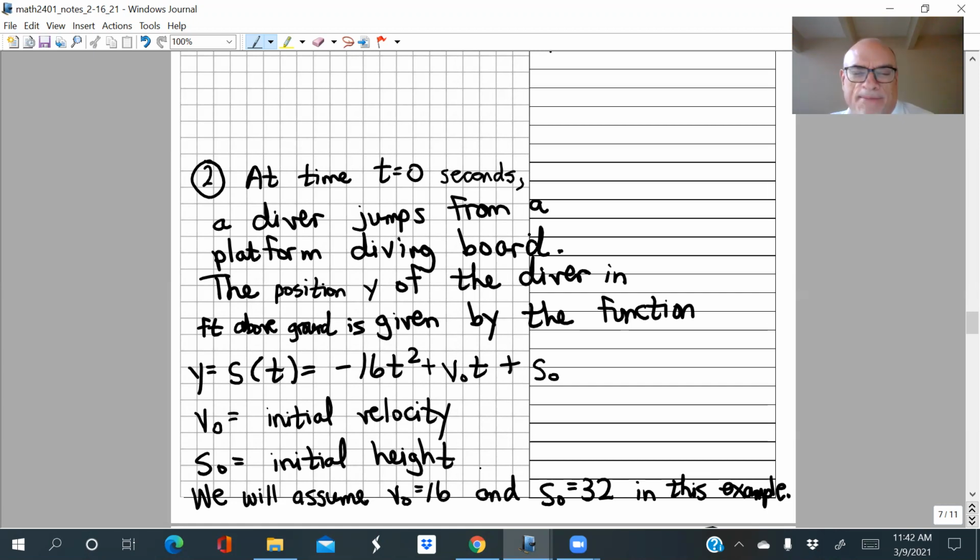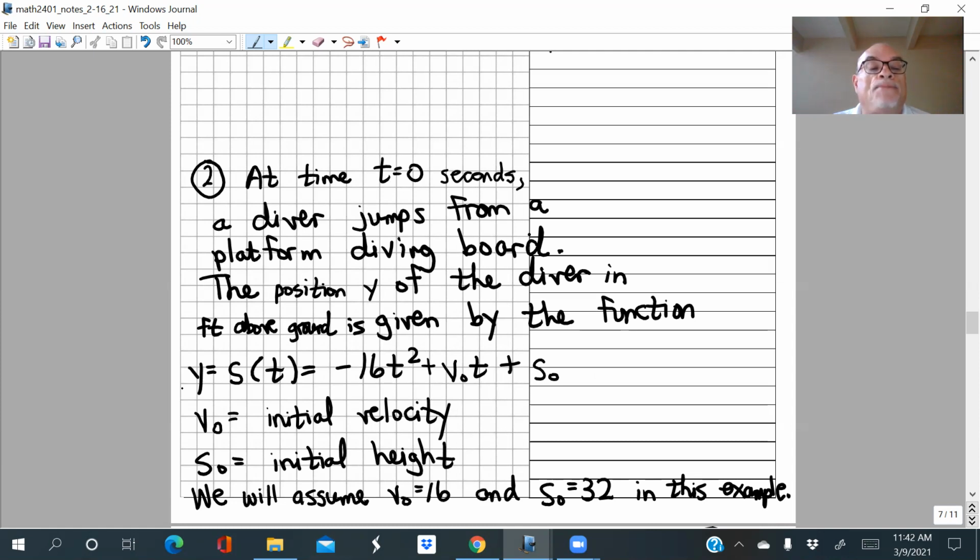So it says at time t equals 0 seconds. So we're using elapsed time here in this example. A diver jumps from a diving board, of course. So the diver's going to go up into the air a little way and then, of course, fall into the water, right? And so it says the position y of the diver in feet above the ground is given by the following function. Okay, so this is just a well-known function from physics.